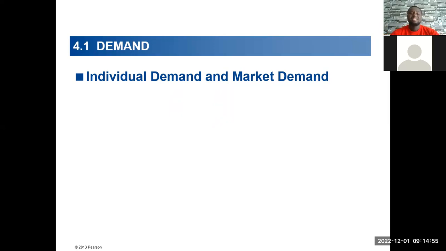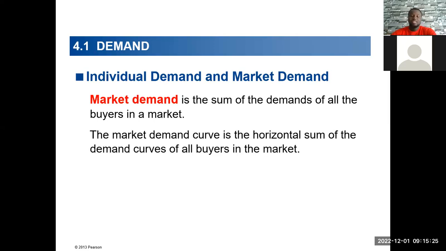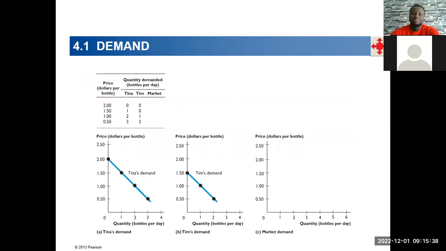But the market demand is the summation of all the individual demands. So we sum them up to get the market demand. If you have 20 people demanding a particular good, to get the market demand you sum up all the quantities that those 20 people buy. So it's the sum of the demands of all the buyers in the market. Graphically, it's the horizontal summation of the demand curves of all the buyers. So you draw the individual demand curve for each buyer, then sum them horizontally to get the market demand. Let's look at an example.